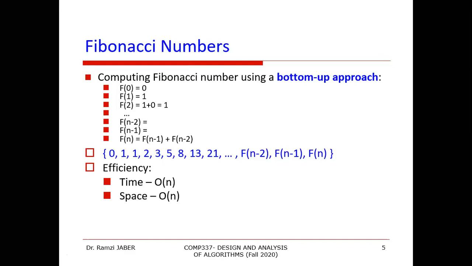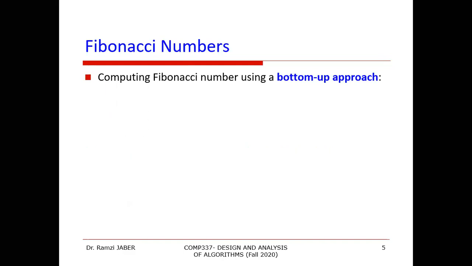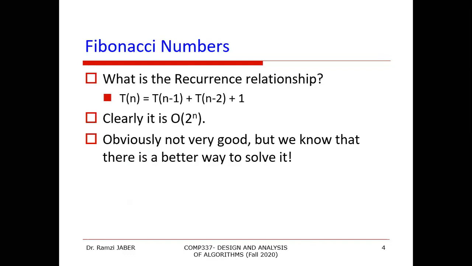Also, the space complexity is order of n. Space complexity means how many variables are stored in the RAM, in the memory. Okay? Time complexity, order of n. The space complexity here is another parameter for you. Space complexity, order of n also. Because in the top-down approach, we don't have space complexity here. It's recursive.